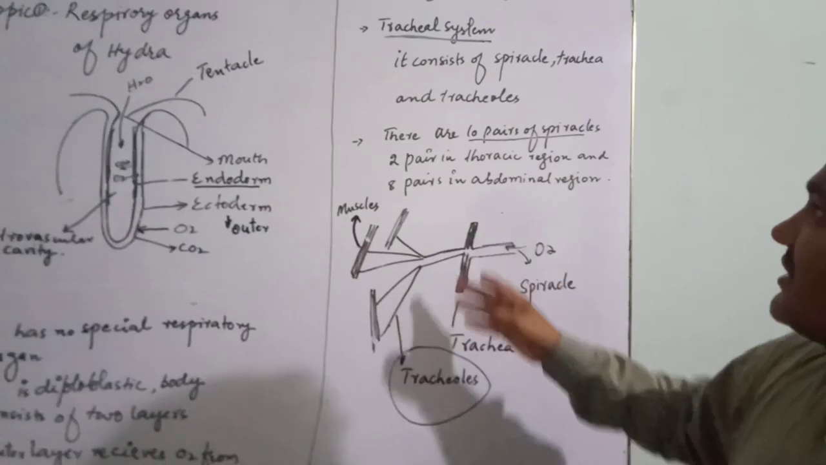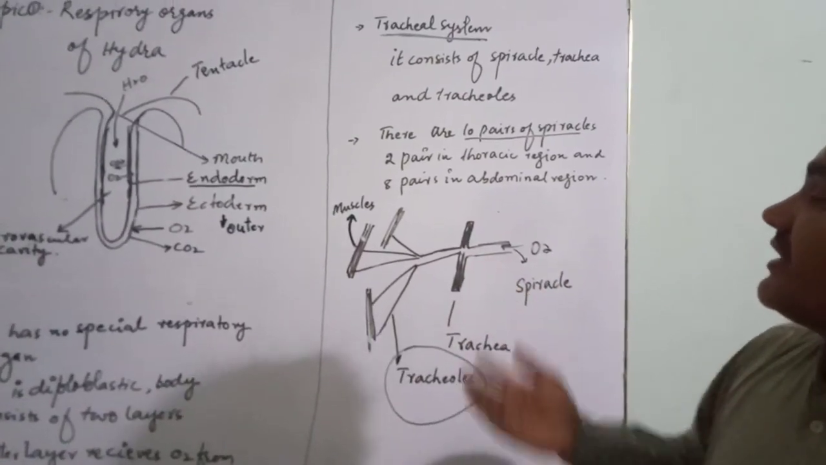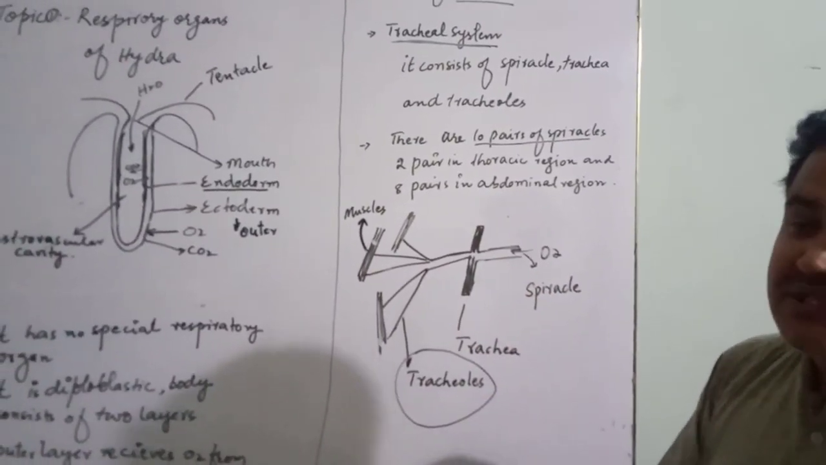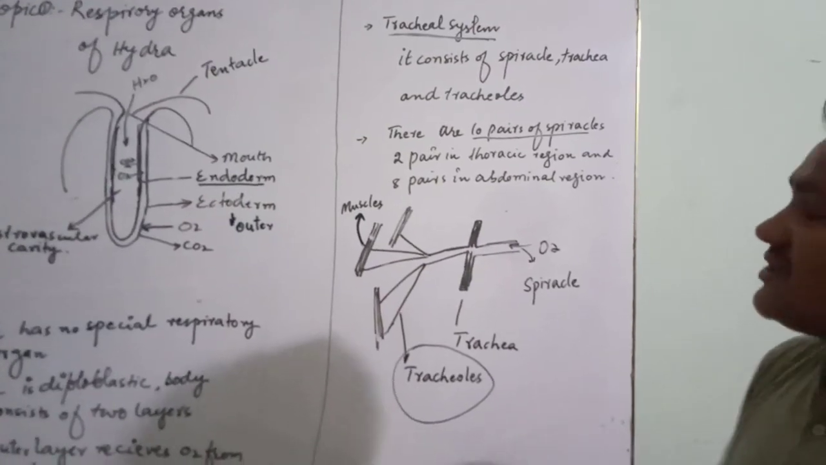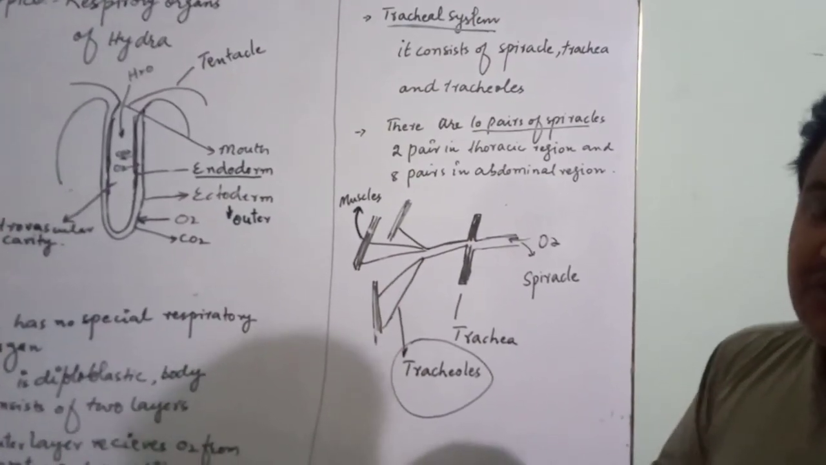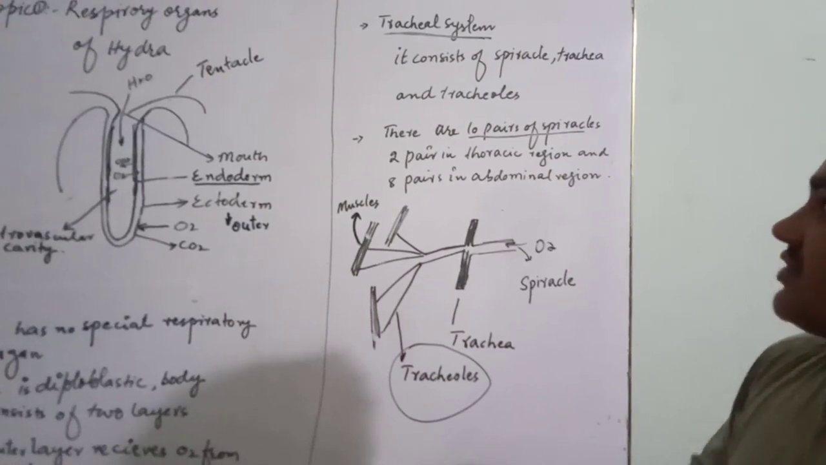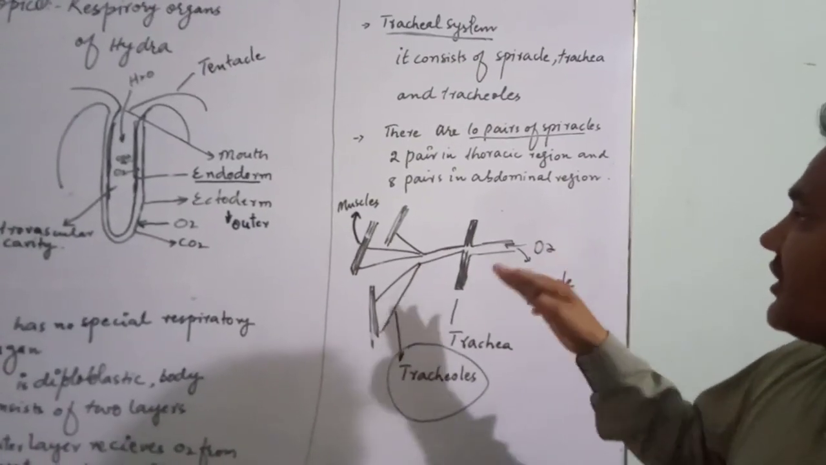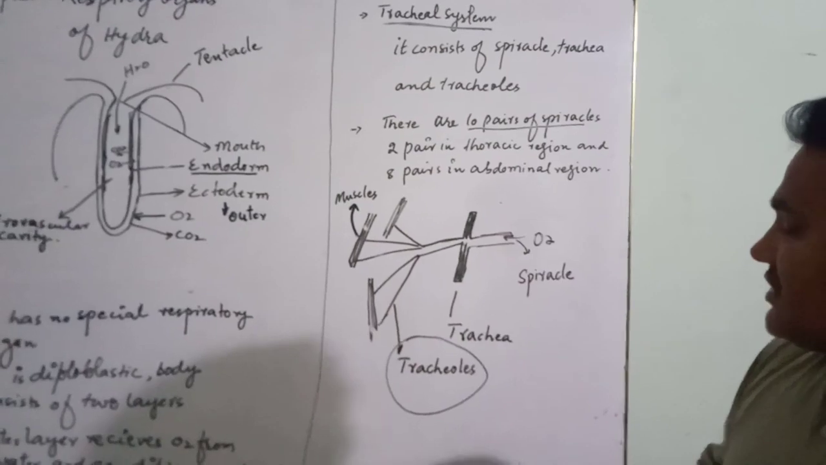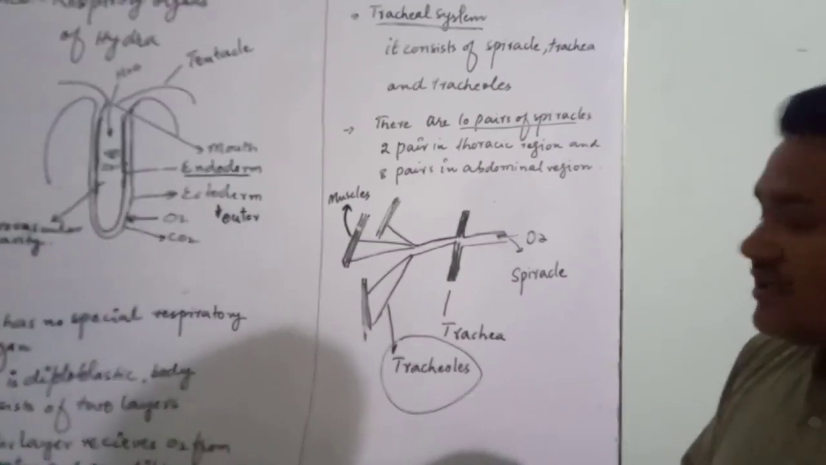Simply we can say that the tracheal system is a system of tubes. Means cockroach respires with the help of tubes. These tubes consist of spiracle, trachea and tracheoles, and exchange of gases takes place in the tracheoles.